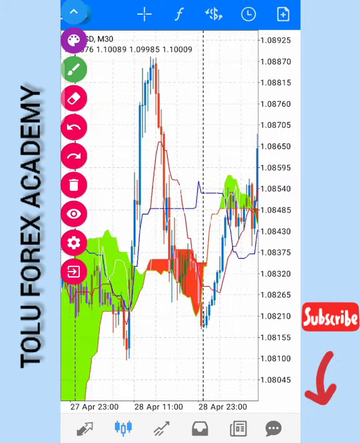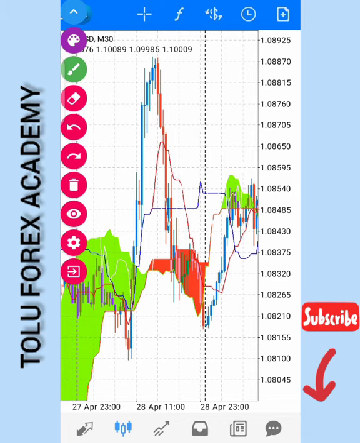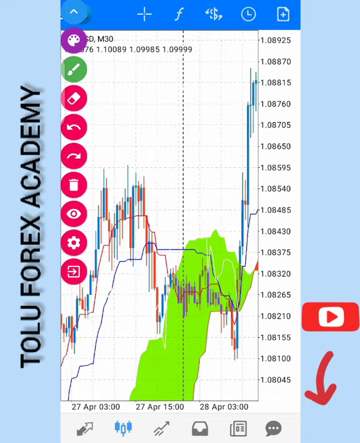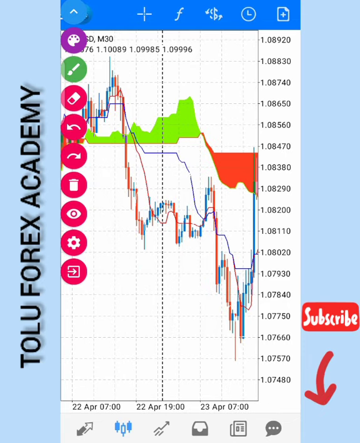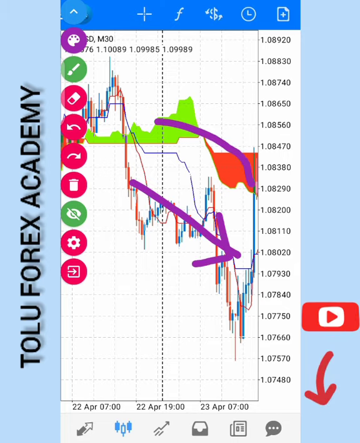And then we need to know that when the price is below the cloud, we are in a bearish trend, or let's say a downward trend. So this is the cloud here. This is the cloud here. And these are the prices. So we see the candles here. We are in a downward trend, or a bearish trend.